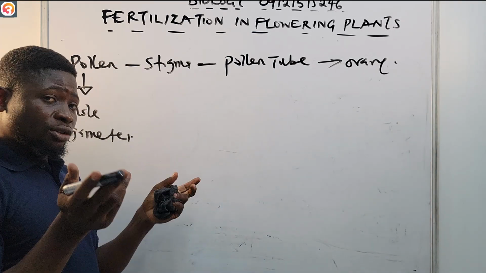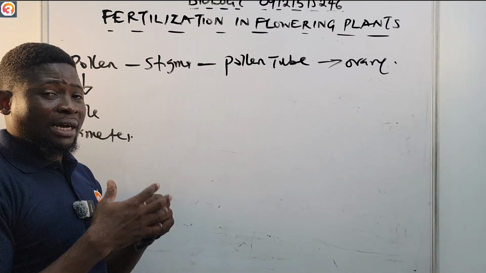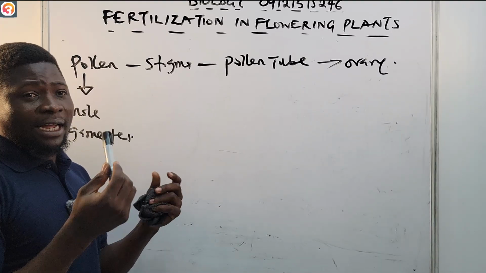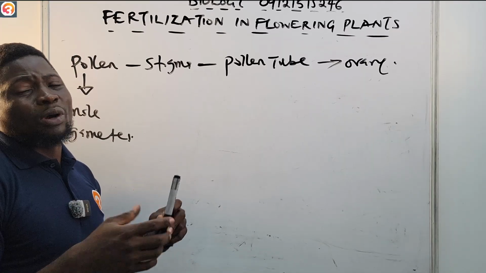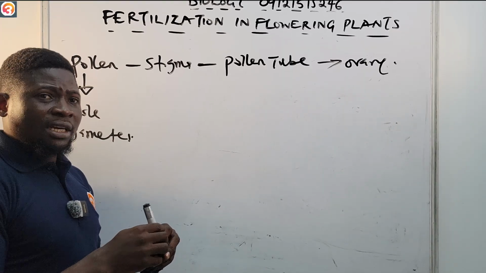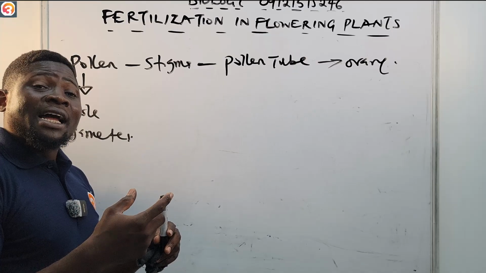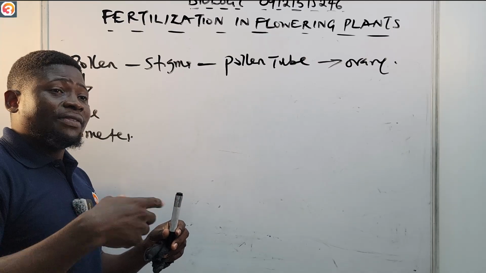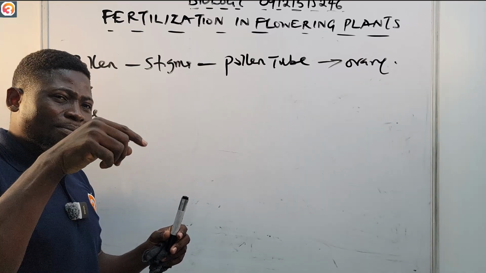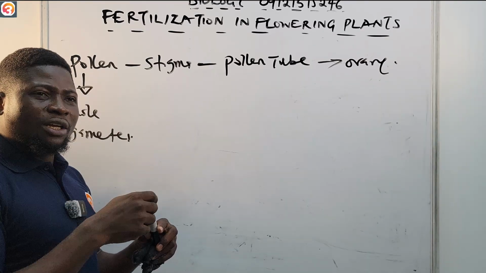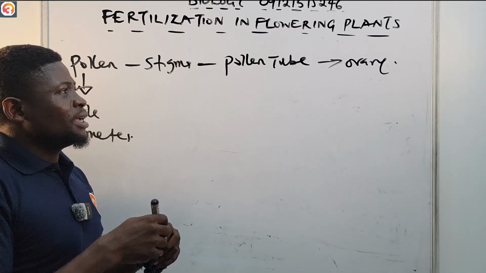I also told you that the micropyle has some other uses. It also allows the passage of water and gases into the seed, and it helps us to identify the point of fertilization, because even after the fruit has developed, the micropyle does not leave. That small opening is always there.